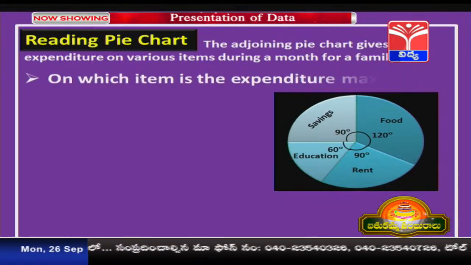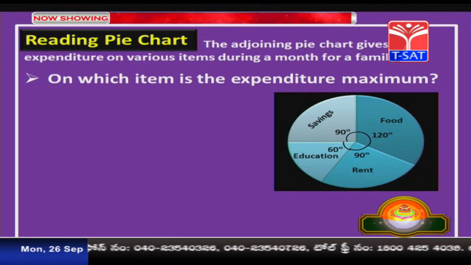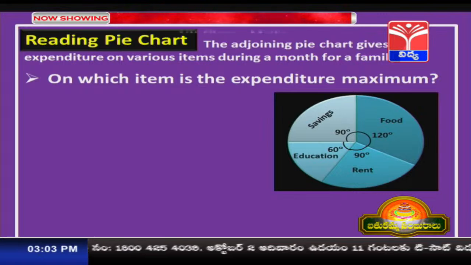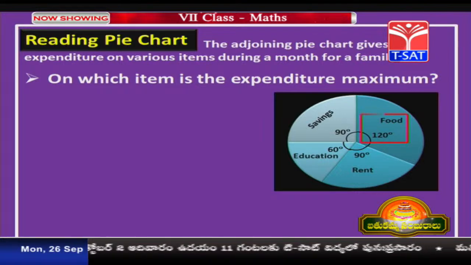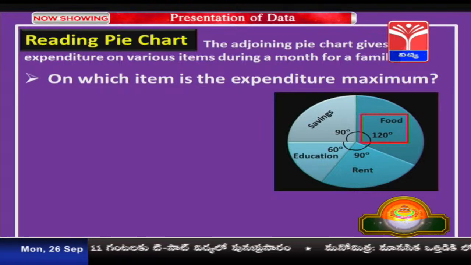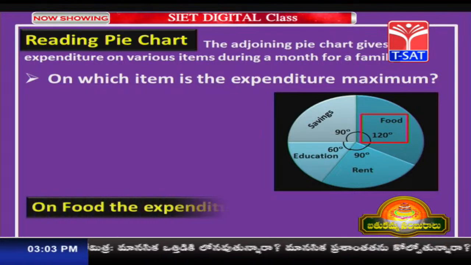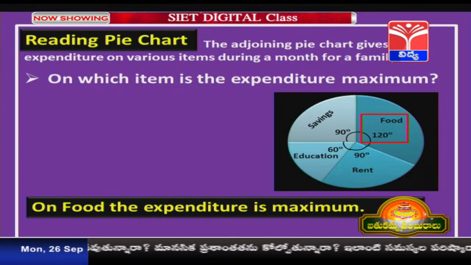So, what is the second question? On which item is the expenditure maximum? Now, in this pie chart, children, which is having more angle? Yes. On food, the angle is 120 degrees, which means the expenditure on food is maximum.